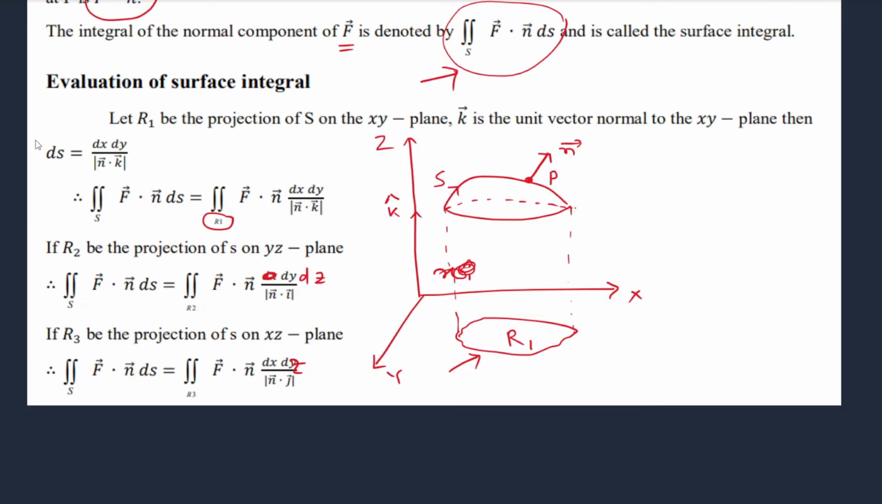We will try to use this particular result always on the xy plane. The examples are a little bit lengthy, but they are very simple. So we have to take this particular formula.